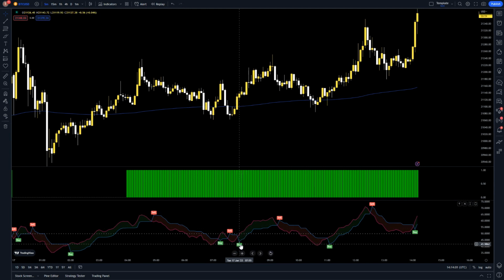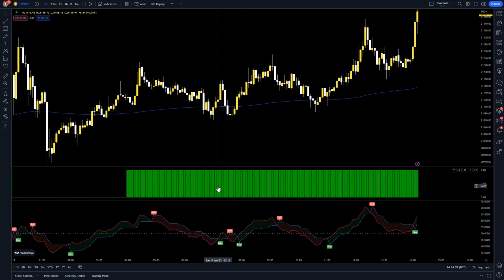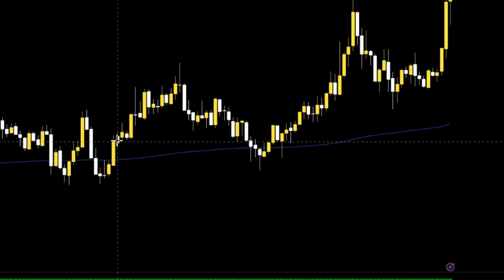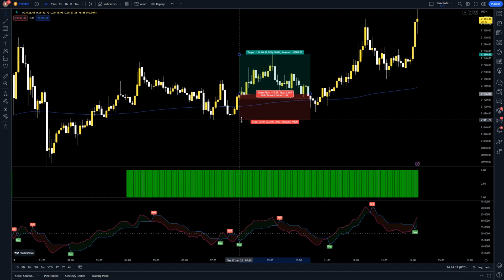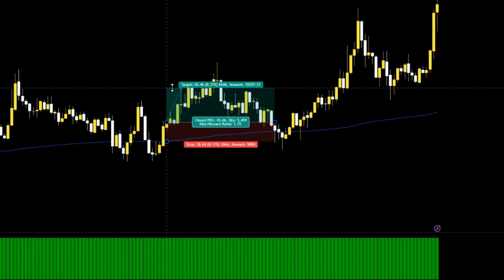So if you have the buy indicator paint on the QQE, the green indicator paint here, and price is above the 200 EMA, then we enter a position. Enter on the close of this candle right here. Stop loss at the recent swing low or the 200 EMA, and then we're targeting 2 times the risk.